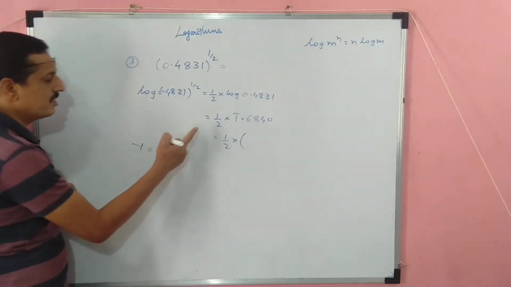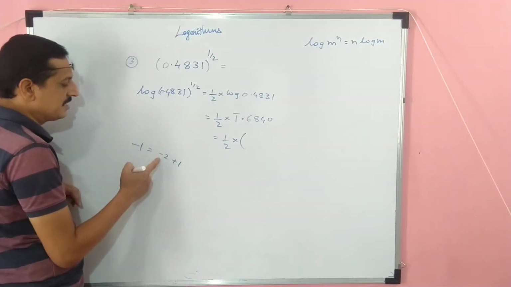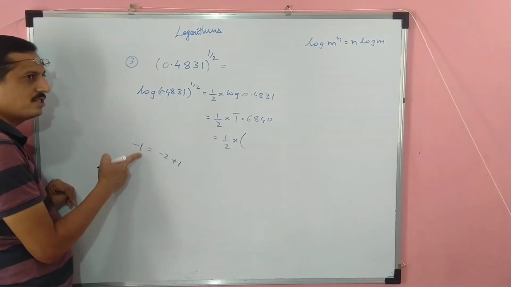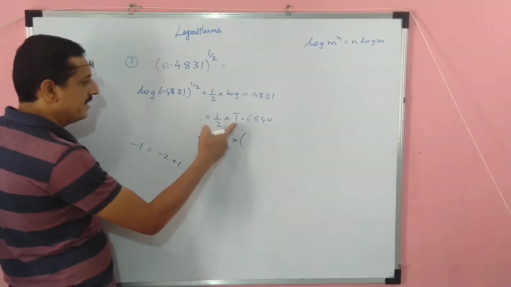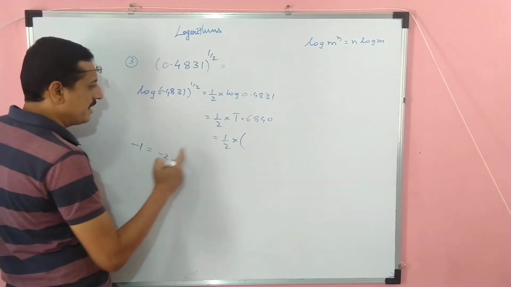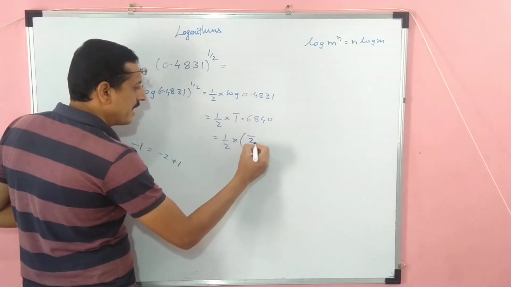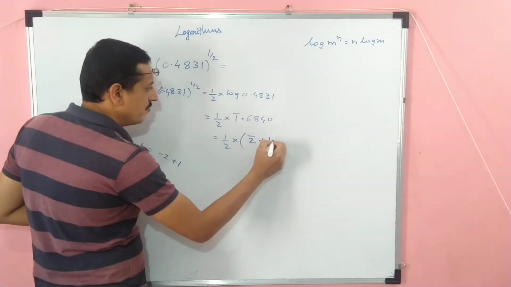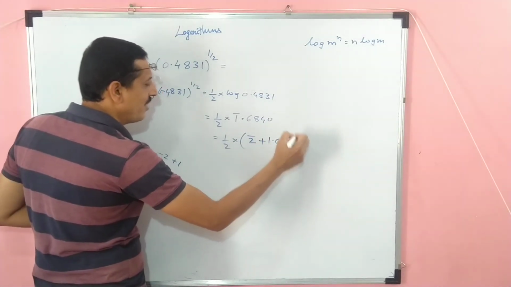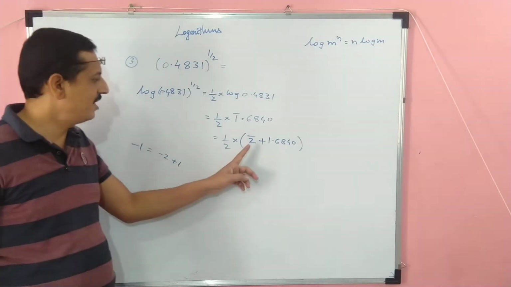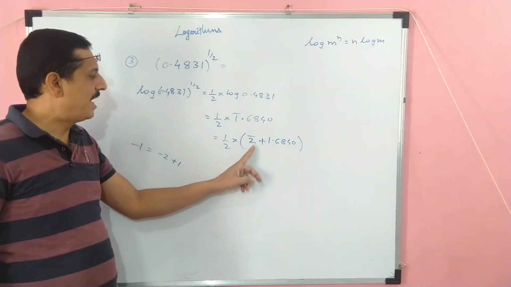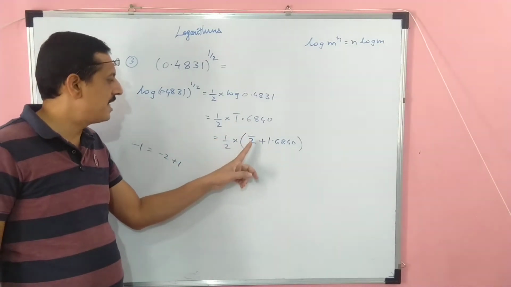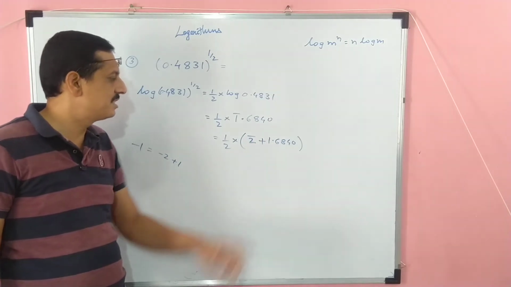So this time I wanted to divide it by 2, so I must take it as -2 + 1. -2 + 1 is again nothing but -1 only, student. So I will write this characteristic, that is bar 1, as bar 2 plus 1.6840 as it is. So check, student, if I add this characteristic, -2 + 1 is again -1 only. So this bar 1 I have adjusted as bar 2 plus 1.6840.